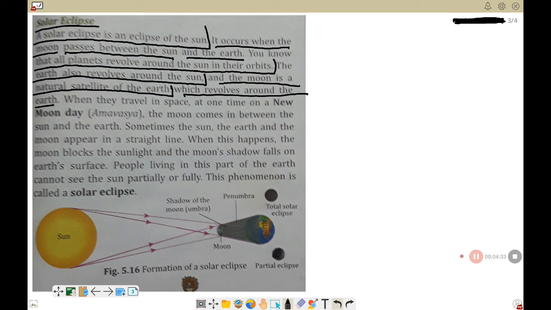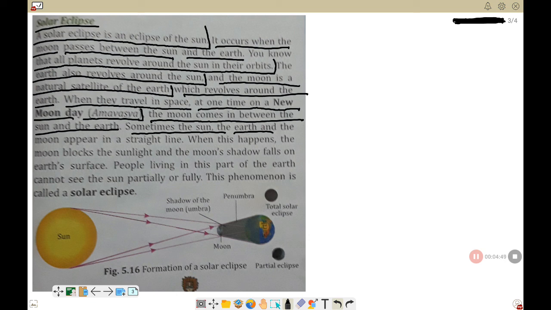So when they travel in space, at one time on a new moon day, that is amavasya, the moon comes in between the sun and the earth. Sometimes the sun, the earth and the moon appear in a straight line. When this happens, the moon blocks the sunlight, and the moon's shadow falls on the earth's surface.